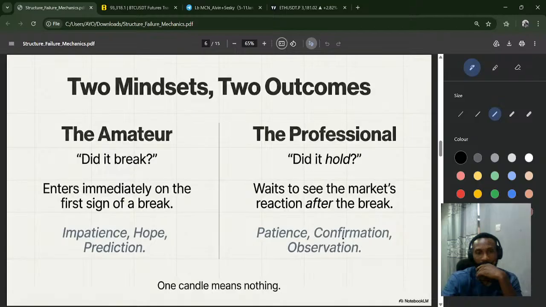All right. Two mindsets, two outcomes. I repeat again. The amateur will say, did it break? He enters immediately on the first sign of a break.